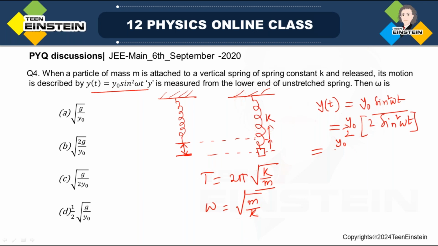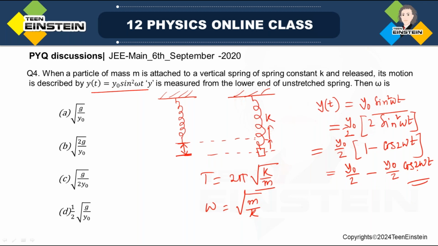I can apply this trigonometric identity: 1 minus cos of 2 omega t. So now you look, cos of 2 omega t. So this is actually the simple harmonic motion.